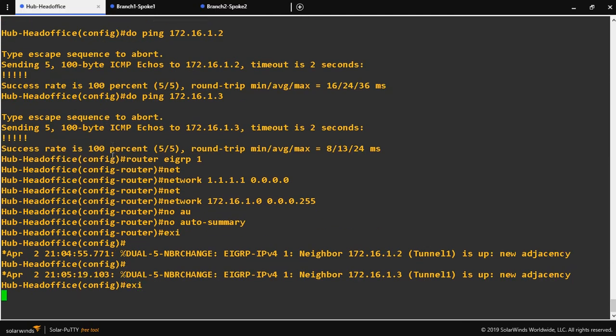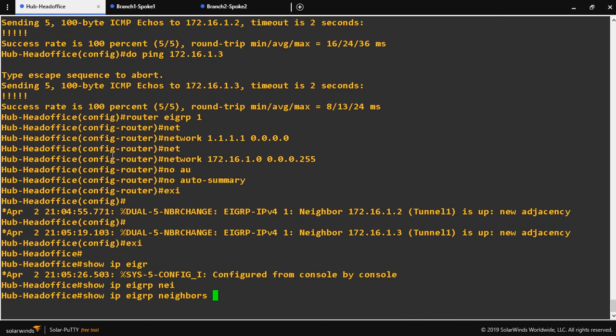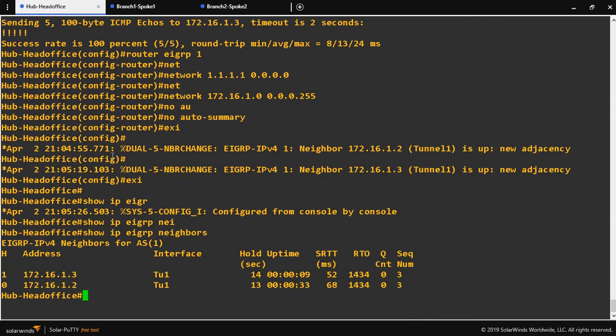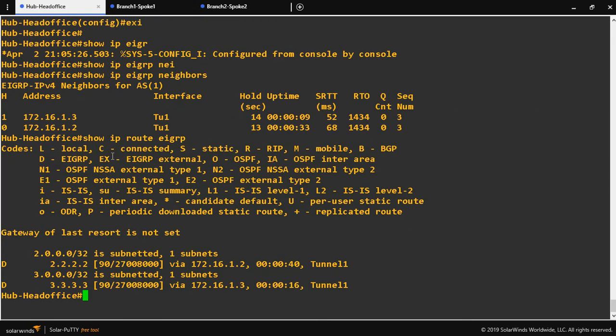Now just go to the R1 router and run show ip eigrp neighbor. I got the neighbor relationship with spoke 1 as well as spoke 2. Now I am giving show ip route eigrp. So through the EIGRP routing protocol, I can learn the spoke 1 loopback network and the spoke 2 loopback network.